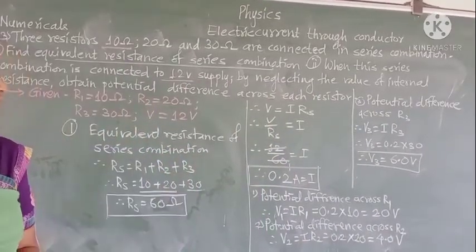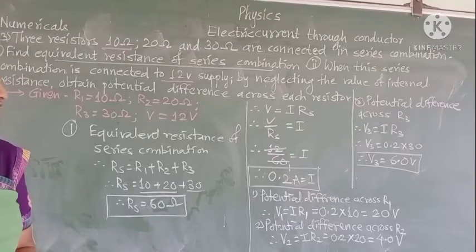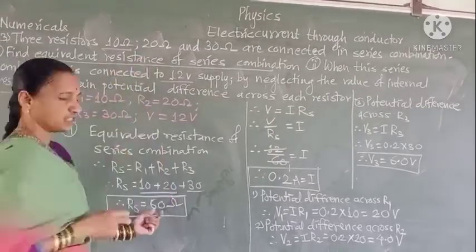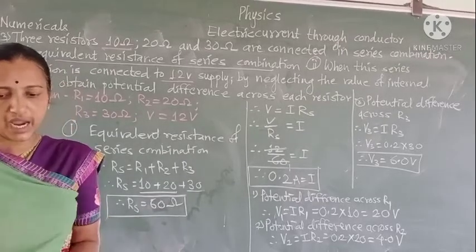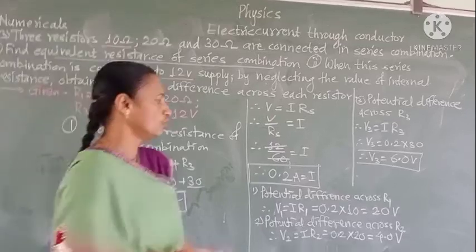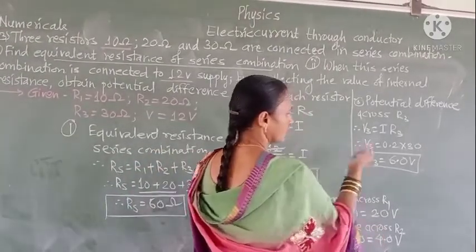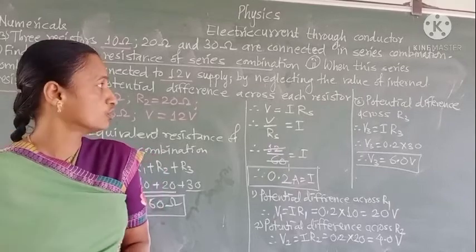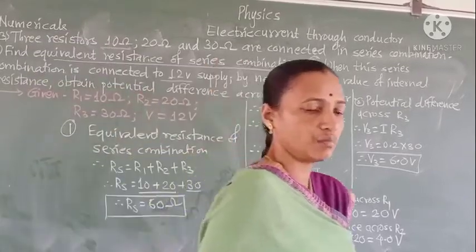Here we have to get the equivalent resistance of the series combination, which is equal to 60 ohm, and the potential difference across each resistance, which is equal to 2 volt, 4 volt and 6 volt. In this way we have to solve this example.